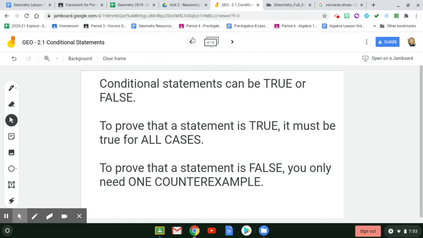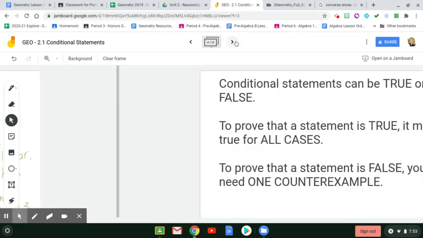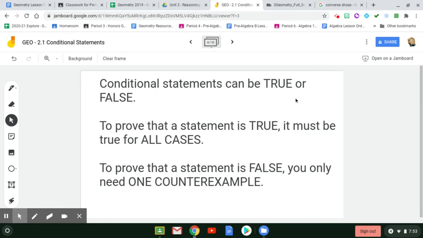So going back to these statements here, if 2 points lie on the same line, then the 2 points are collinear. Well, that would probably be a true statement, right? If I have 2 points that are falling on the same line, we learned by definition before that that means you would have something that is collinear. So that would be considered a true statement. But you could have things that are also false as well.